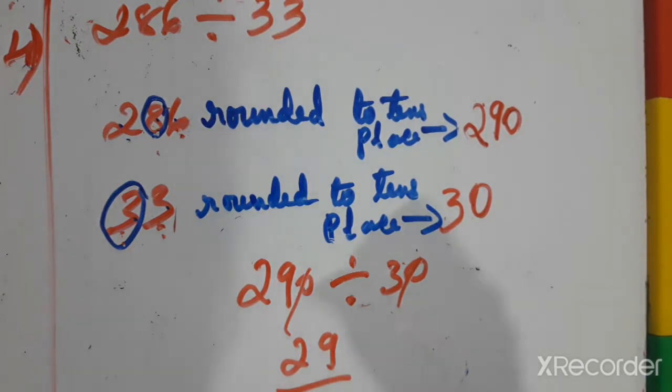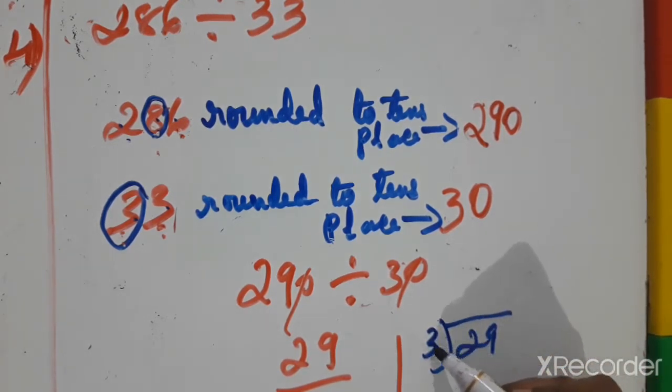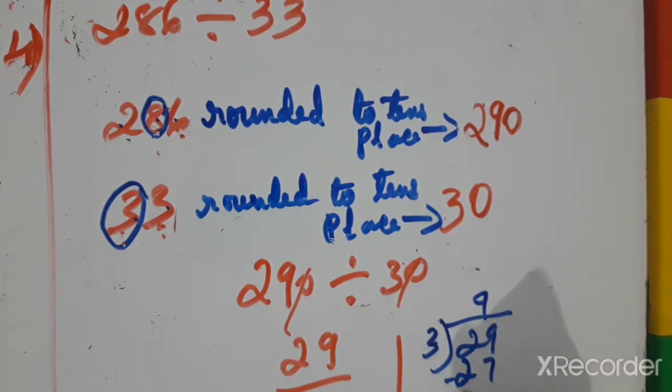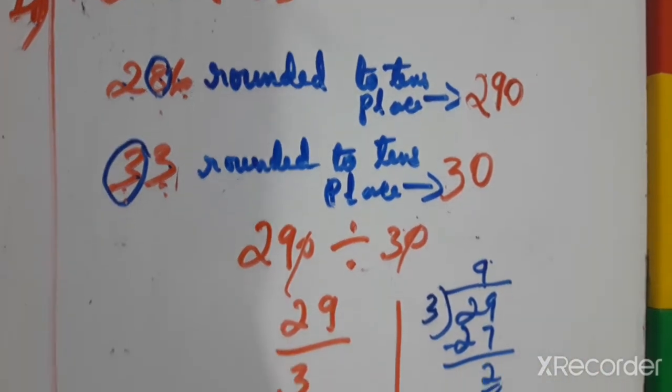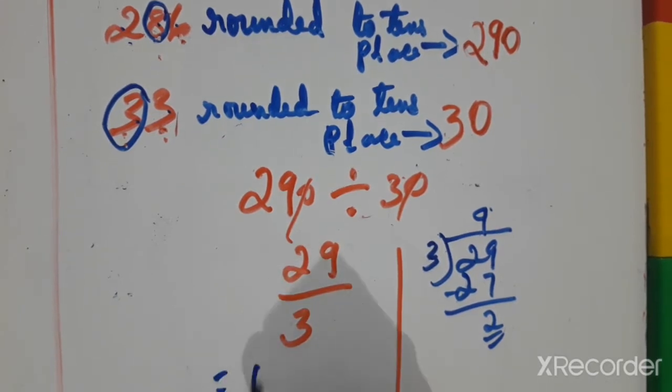29 by 3, divide and check the quotient. 2 is less than 3, so we take 29. 3 nines are 27. So the quotient is 9. Therefore the quotient equals 9.